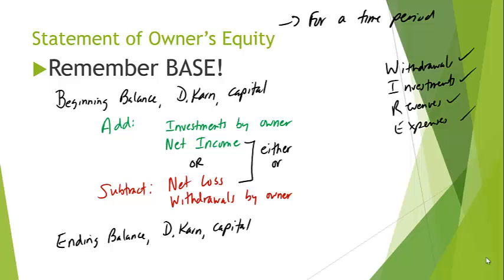Now, what do we add and what do we subtract? So we have to think about this. If we go back to WIRE, withdrawals, investments, revenues, and expenses, we remember that those are the 4 things that impact owner's equity.